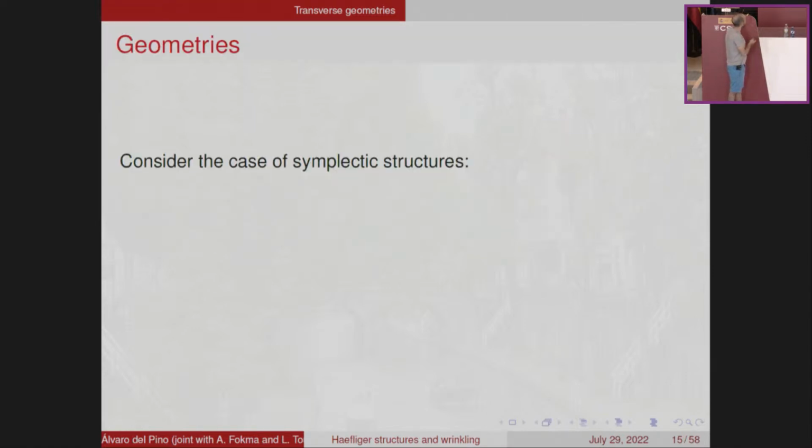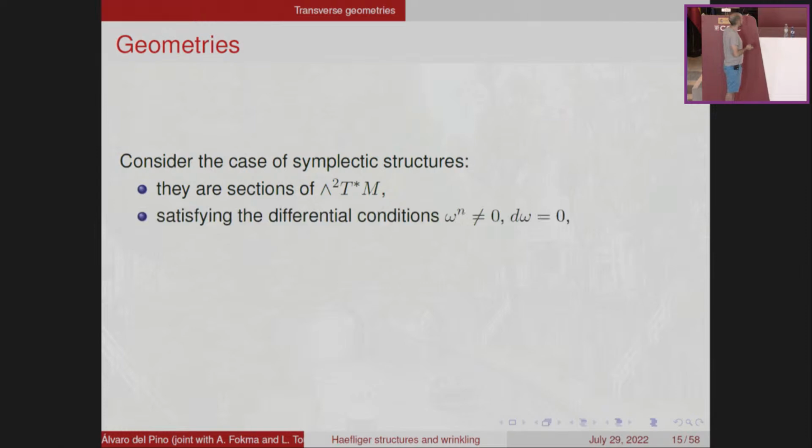All right, to tell you what a geometry is is in fact easier if I just spell out what I like about symplectic structures, and then I tell you what are things that are like that. So, what are symplectic structures? They are two-forms, right? So they are sections of the second exterior power of the cotangent bundle. They are not arbitrary sections. They are sections that satisfy certain differential conditions, namely they are non-degenerate, right? This is a condition on omega itself, and they are closed, right? So this is a condition on the first differential.